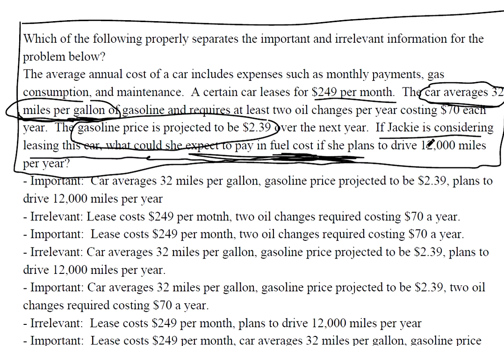And then here at the end, they also say they're going to drive it 12,000 miles per year. That's also going to impact how much our fuel cost is, right? The longer you drive, the larger your bill. So we circled 3 items. The miles per gallon, that's important. The gasoline price, that was something we circled. And the plan to drive 12,000 miles per year. So it looks like this first option is good.